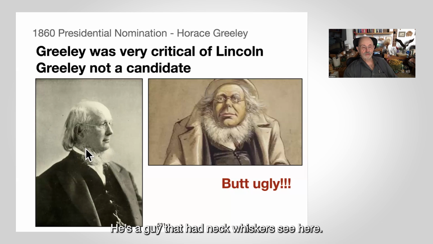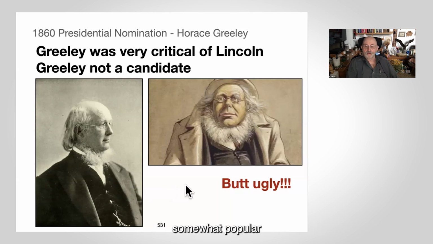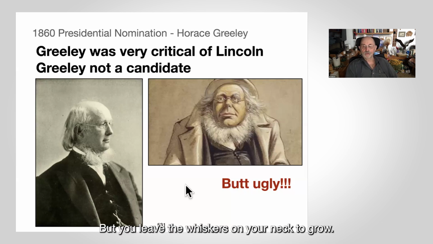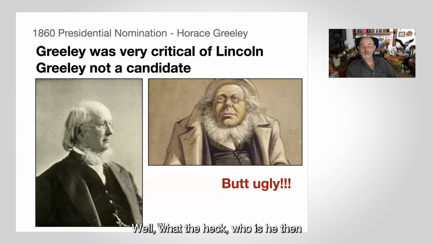See here. These were somewhat popular during the latter 1800s. You shave your face, but you leave the whiskers on your neck to grow. He was very critical of Abraham Lincoln. He was not a candidate for the presidency. Well, what the heck? Who is he then?